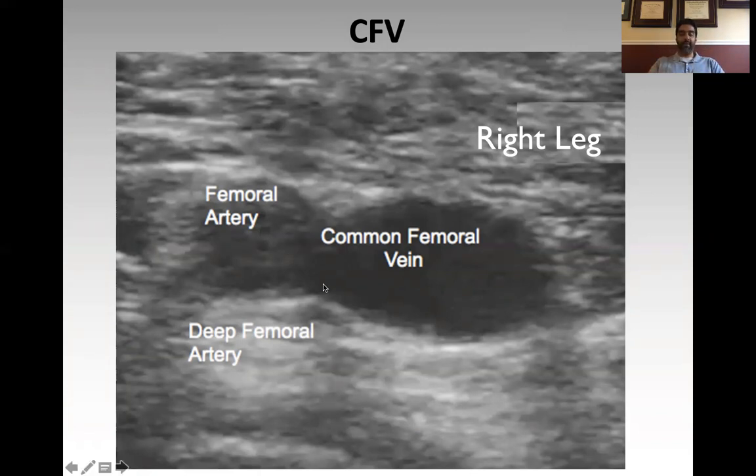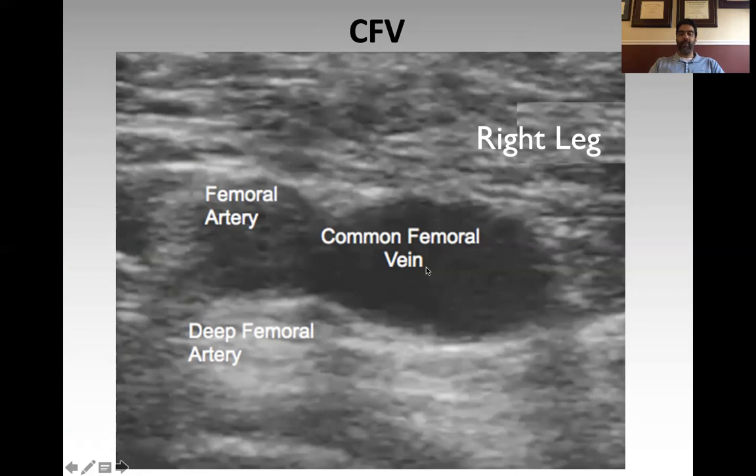And so what happens is, because you have a fluid-filled structure here, approximated up against another fluid-filled structure, and the wall in between them is parallel to the sound waves, you can get dropout of that wall and can make it look like it's one continuous structure. So this is actually an artifactual finding that you don't see the wall. It makes it look like a peanut with the shell intact.